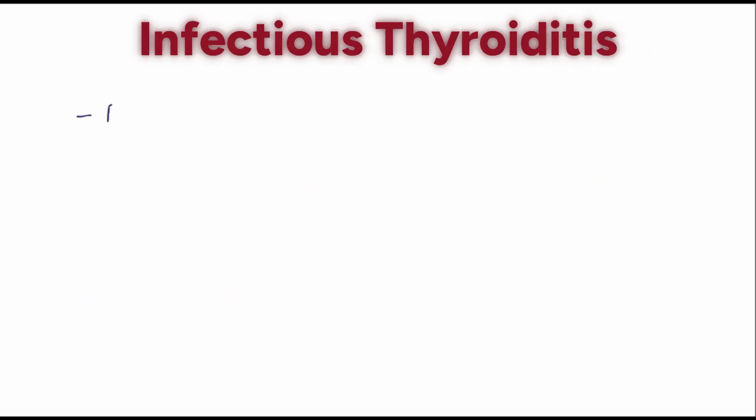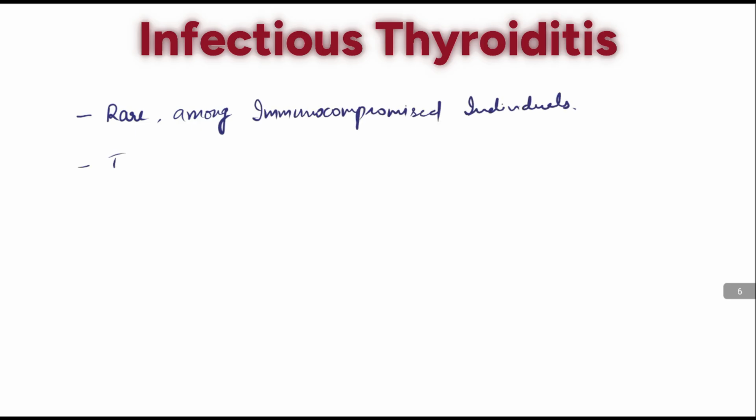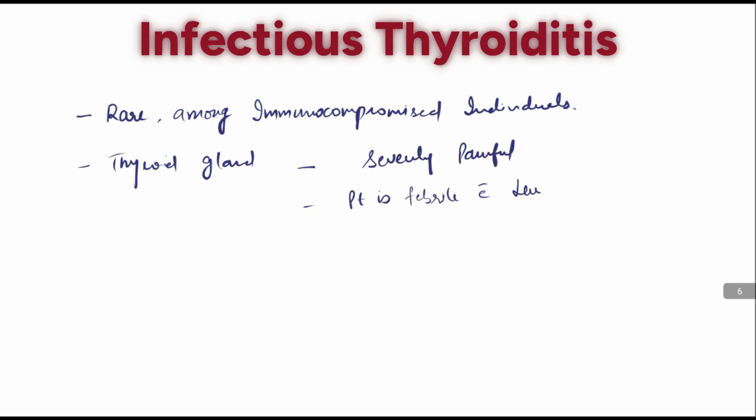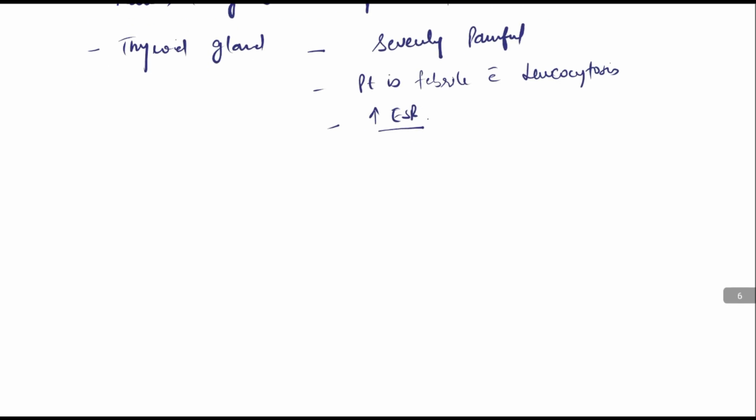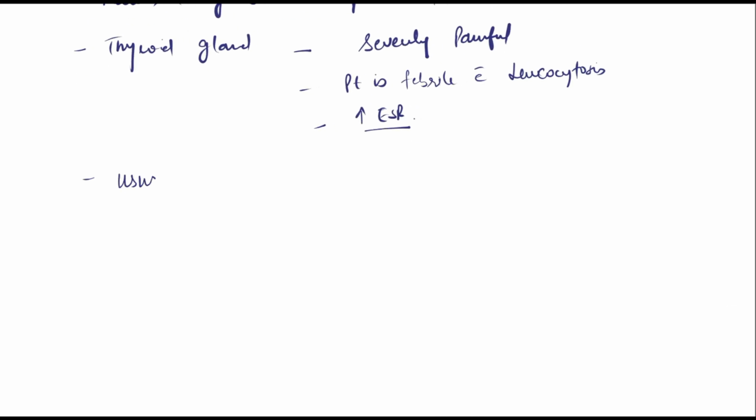Infectious thyroiditis, also known as suppurative thyroiditis, is rare, except among immunocompromised patients. The thyroid gland in this condition is severely painful, and the patient is febrile with leukocytosis and elevated ESR. It is usually bacterial, but mycobacterial, fungal, or parasitic infection can occur, typically in immunocompromised individuals.